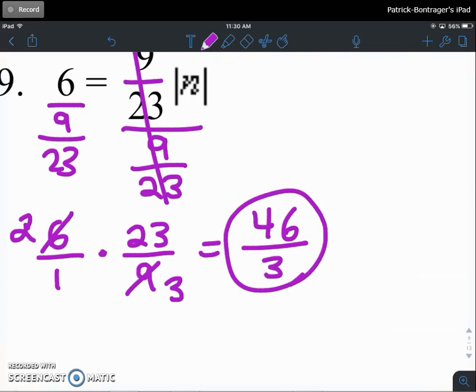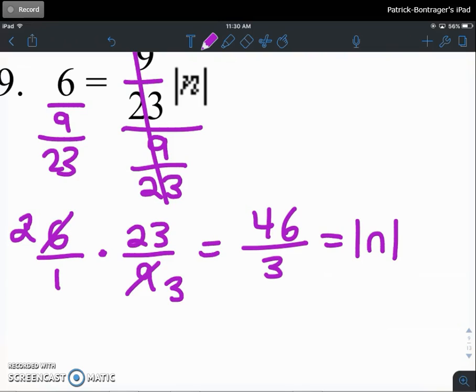Oh, and I messed up actually. That equals the absolute value of n. So what numbers are 46 thirds away from 0 on a number line? They are 46 thirds and negative 46 thirds.